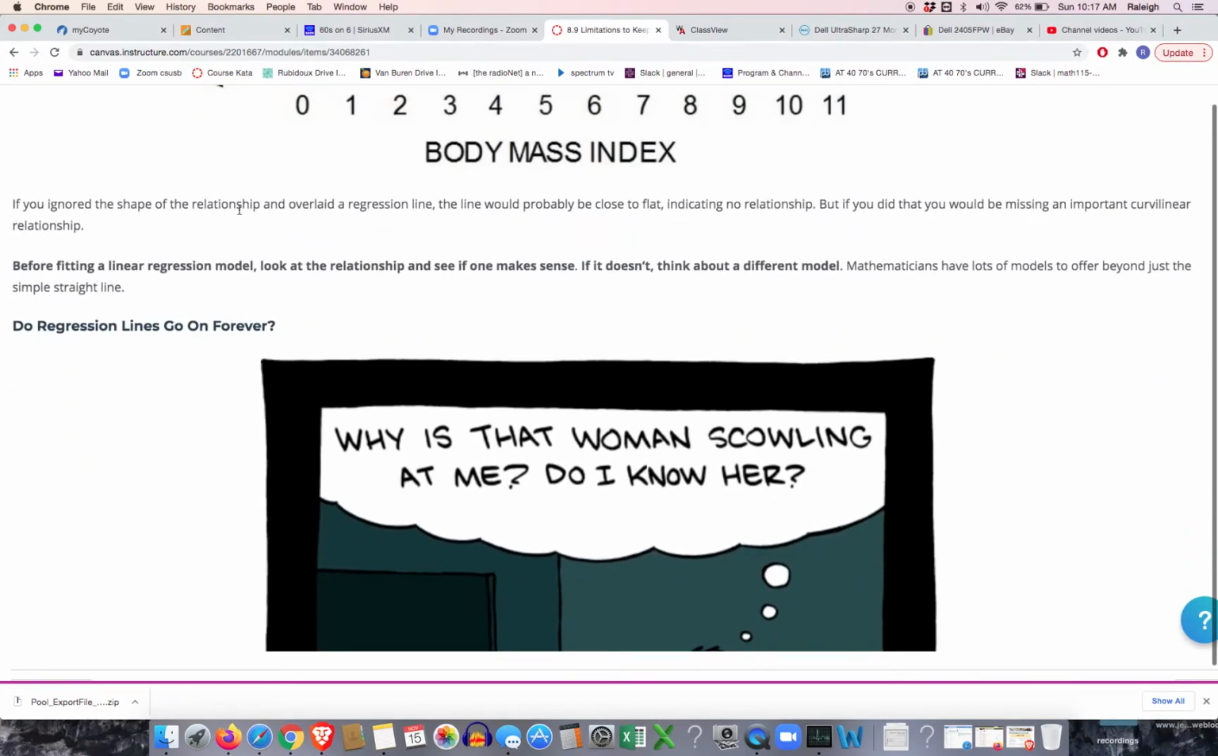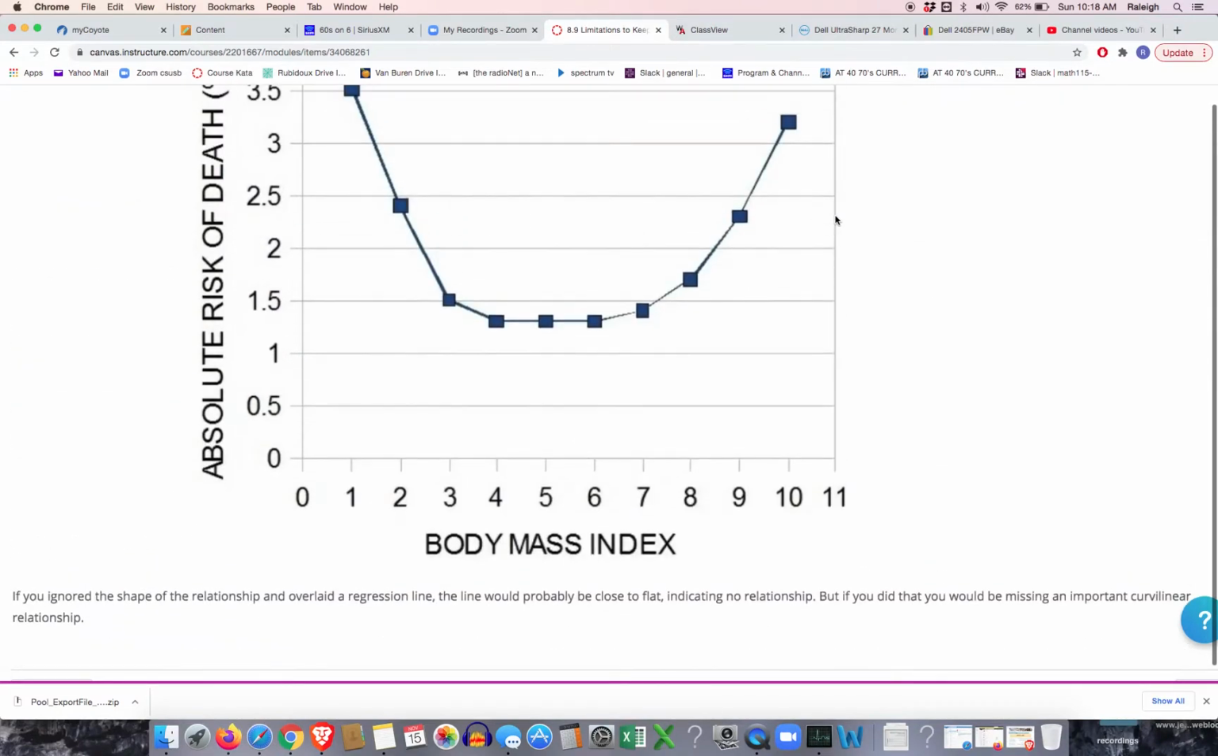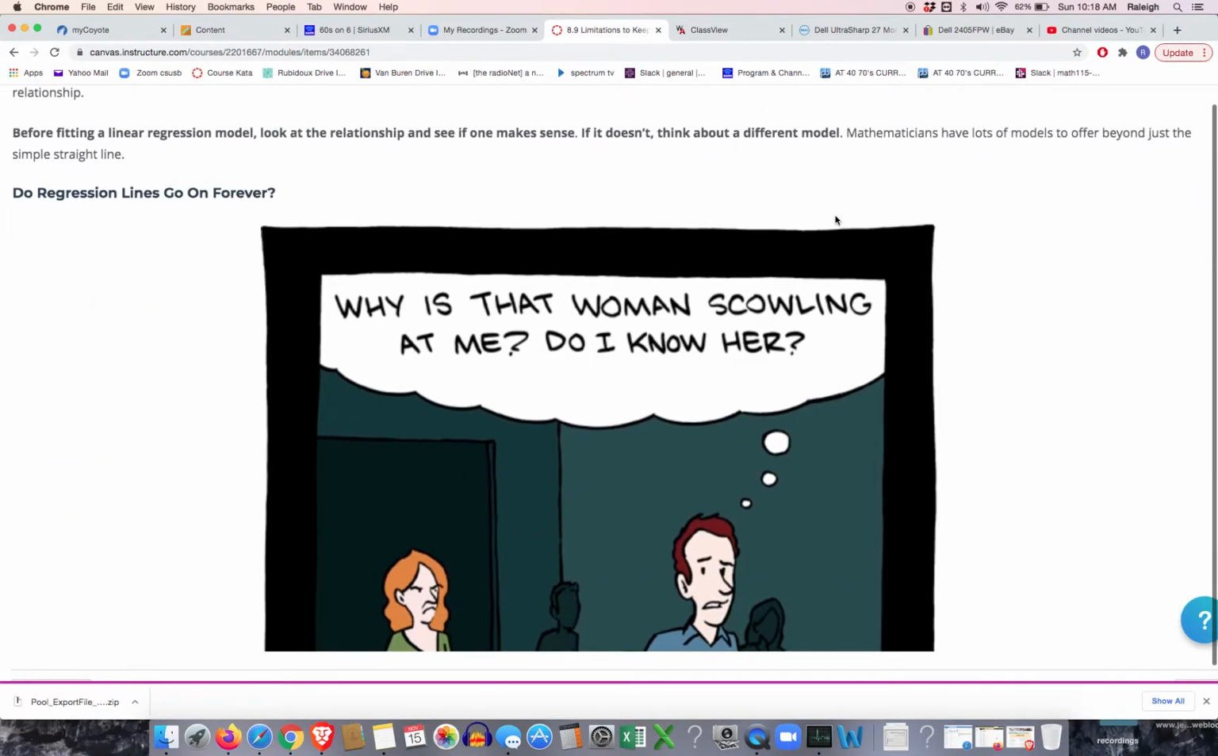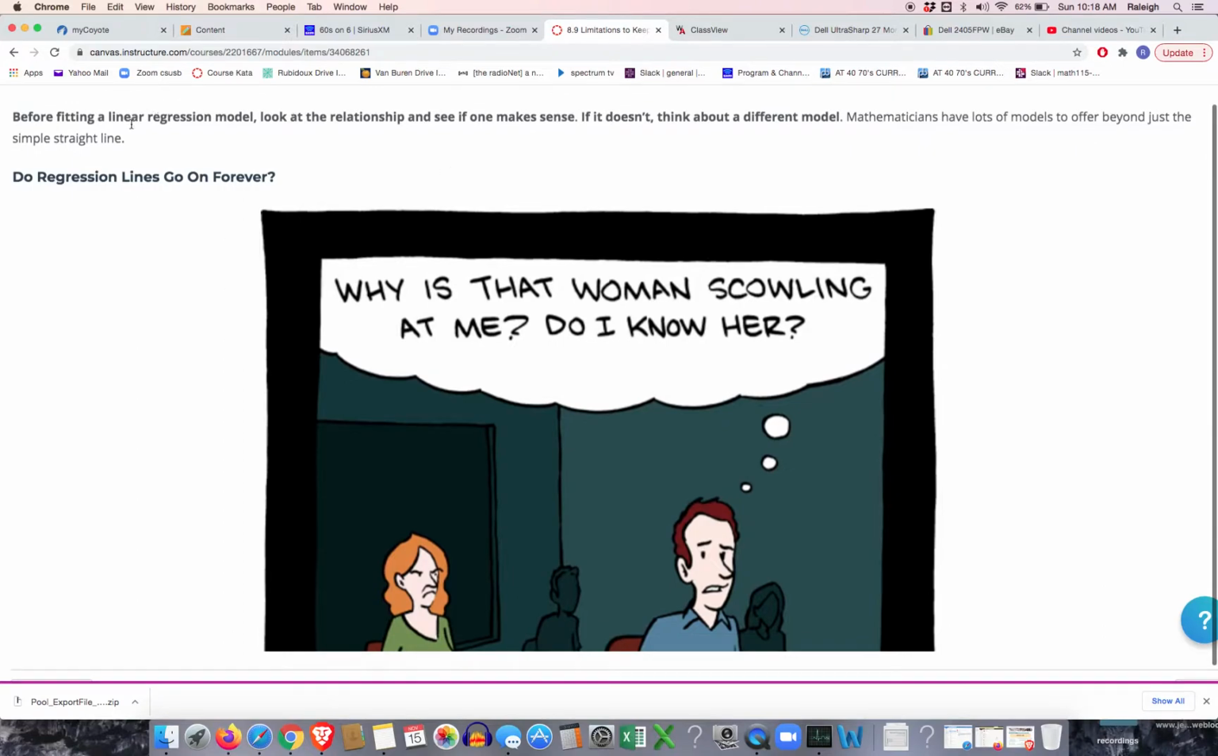So if you ignore the shape of the relationship and overlaid a line, it would be flat, indicating no linear relationship. Well, that's not what would be called for here, and that's beyond the scope of this class. So before fitting a straight line linear regression model, you look at the relationship, see if it makes sense. If it doesn't, think about a different model. Call the statistician and let them do it.